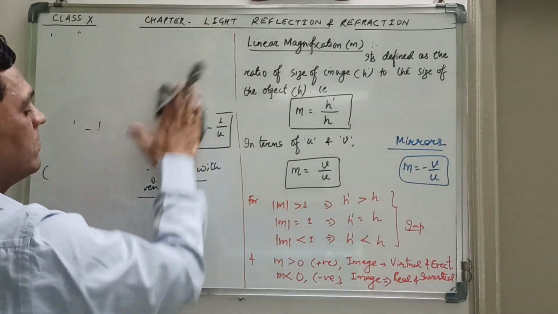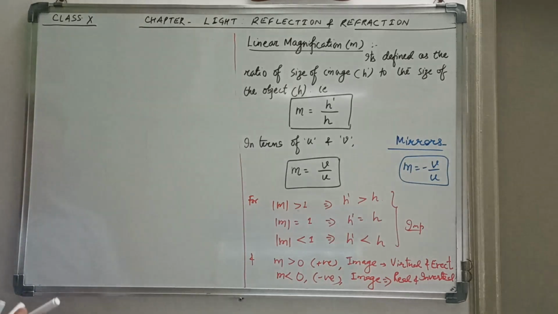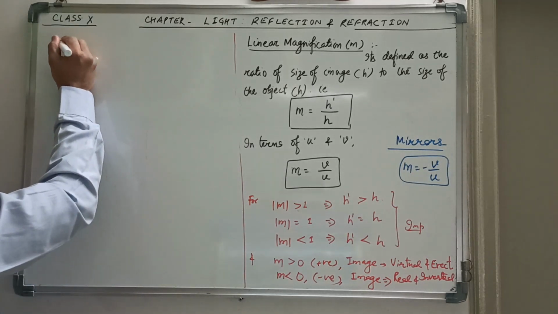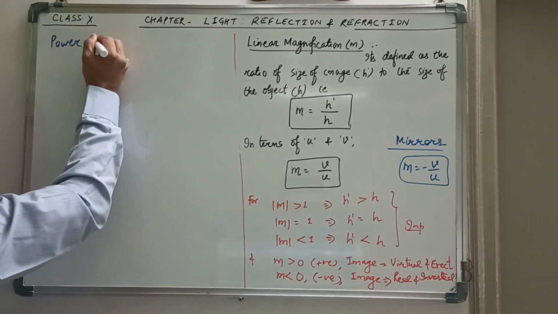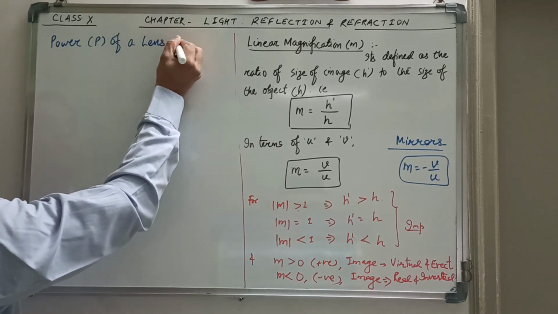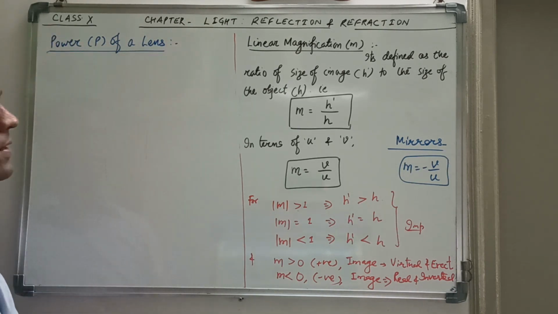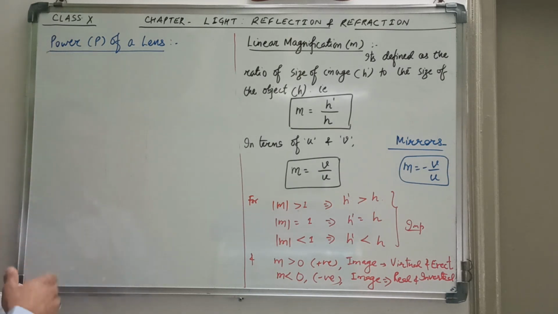Then the next topic we take is that is known as power of a lens. Power of a lens, we represent power by P. So we write this to be power of a lens here. Okay. So power of a lens. Let me tell you what is power of a lens here.